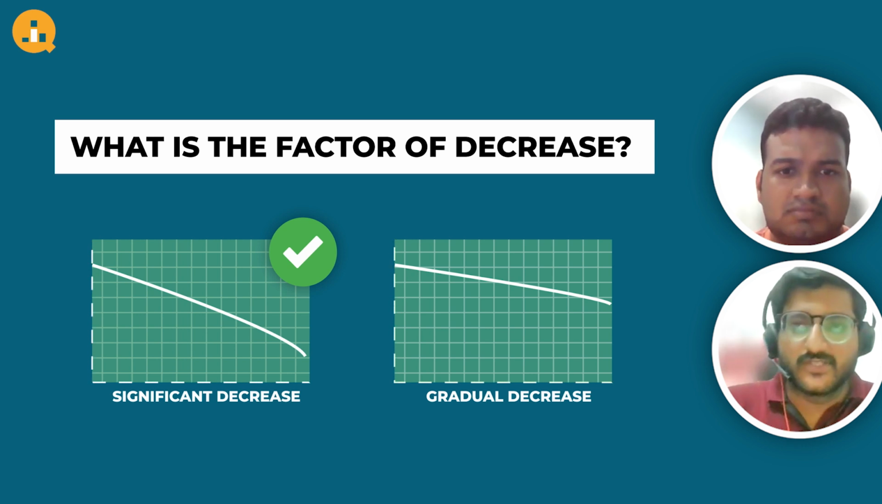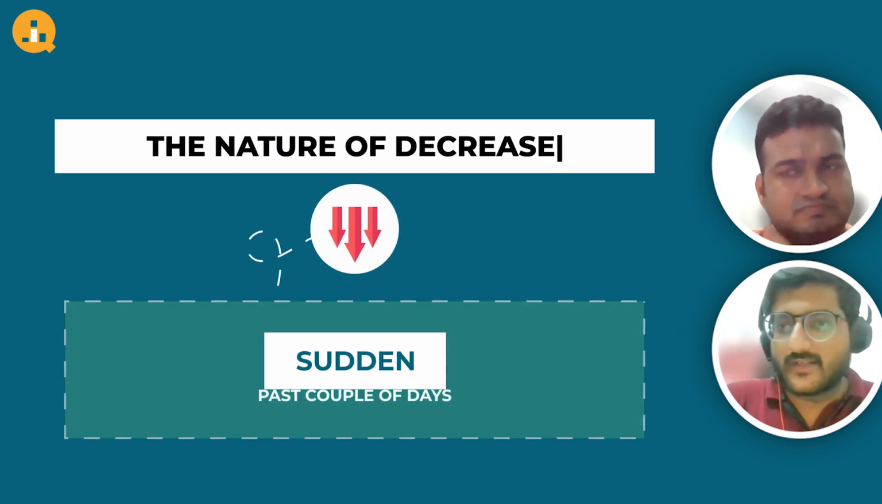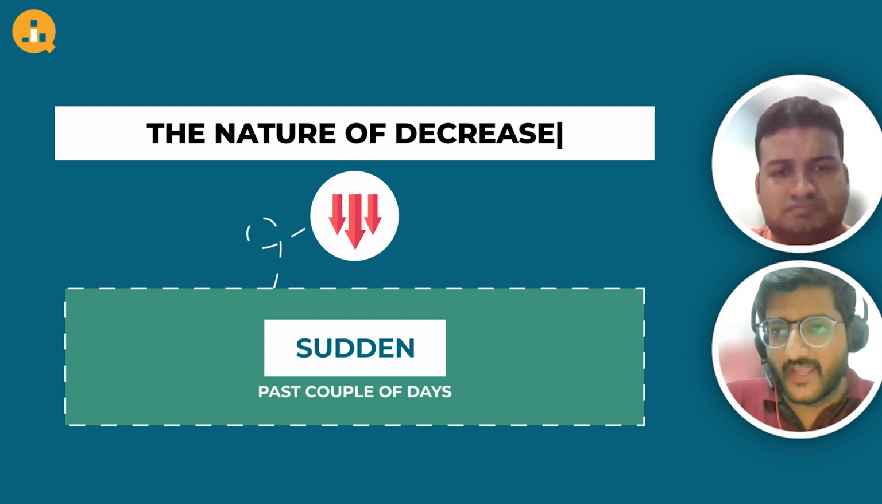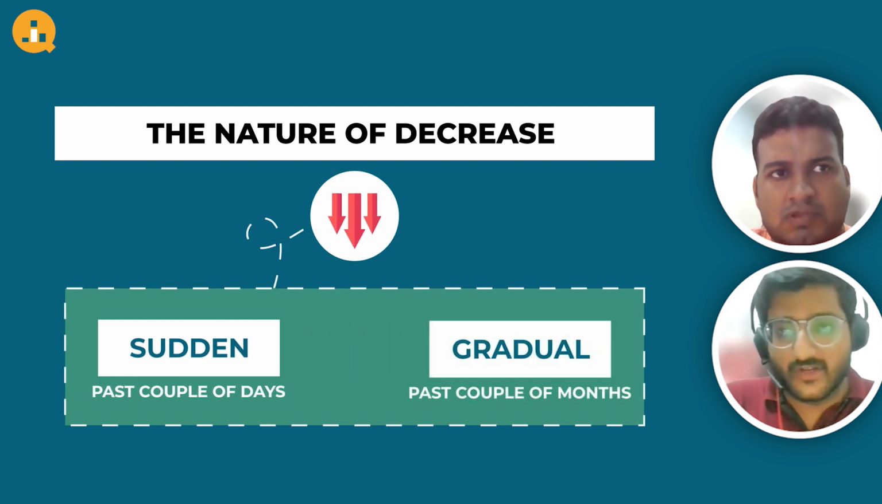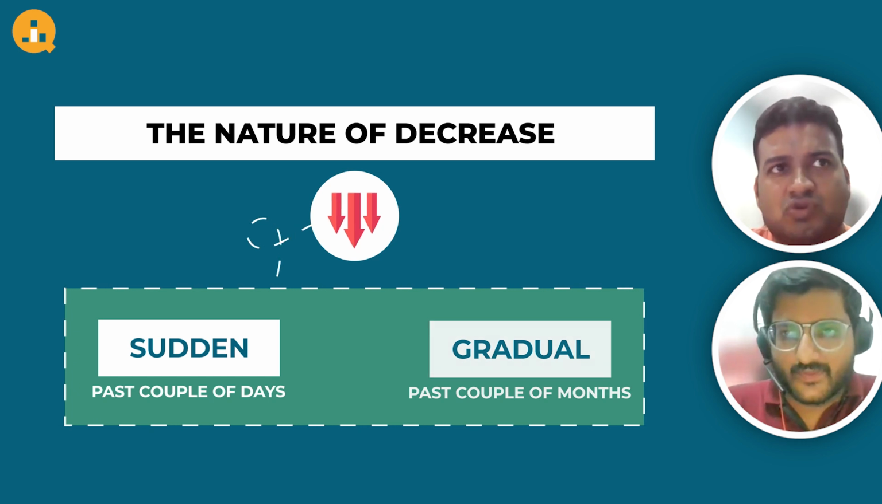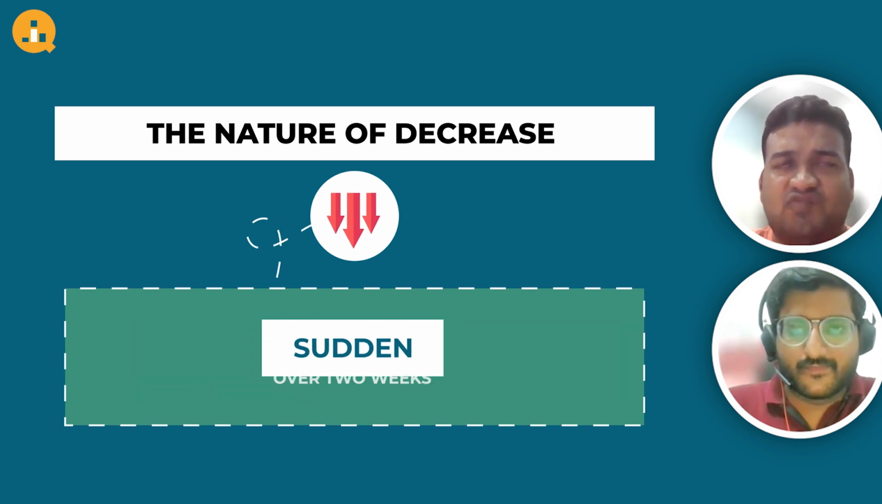Okay. Next question obviously is, I'd like to understand the nature of decrease. Is it a sudden decrease in the past couple of days, or gradual decrease for the past couple of months, or even past 4 or 5 weeks? So it's more of a sudden decline, and it is happening for over 2 weeks now. Over 2 weeks. Okay.